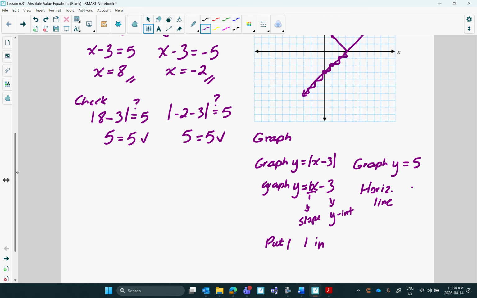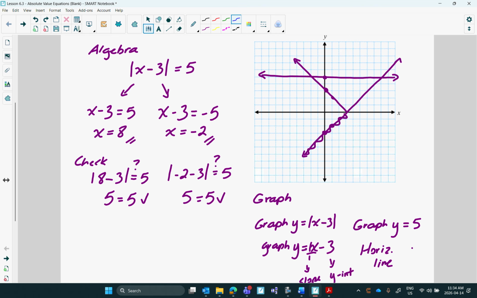And, well, what's the x coordinate there? -2. What's the x coordinate here? 8. Which makes sense because weren't those the two answers that we got when we solved it using algebra? We got these two answers. So it makes sense that we should get the same answers on the graph. Okay?